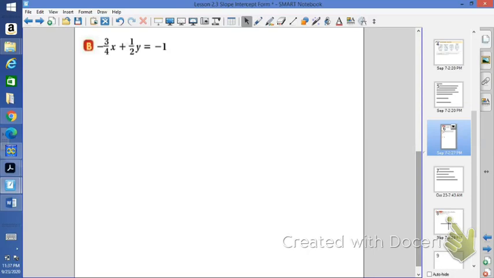All right, our next problem is a little bit trickier because we're dealing with fractions, but the same idea and kind of rules apply in how we're going to go about putting this in slope-intercept form. We are going to isolate the 1/2 y. We want that all by itself. So what are we going to have to do? We're going to have to move the negative 3/4 x, and we're going to do that by adding 3/4 x to both sides.